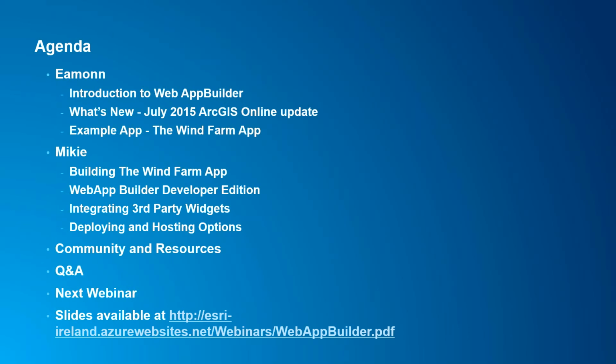had to do to build the app, which was actually pretty straightforward, and delve a little bit into how you go about building apps using the Web App Builder, and also talk a little bit about the Web App Builder Developer Edition and how to integrate third-party widgets or widgets you might develop yourselves. And also we're going to talk about where you can host your app if you've modified it using the Developer Edition. We're going to introduce you to some community resources that are out there to help you in getting started with Web App Builder and in getting into sourcing third-party widgets.